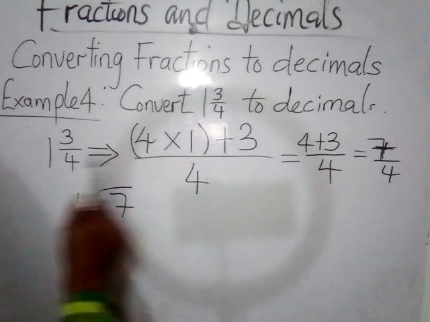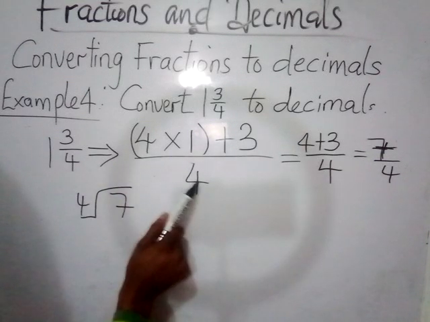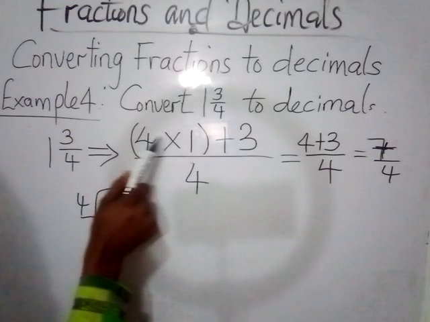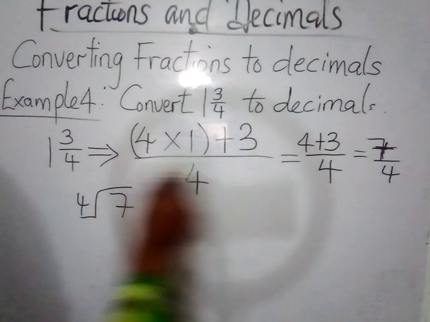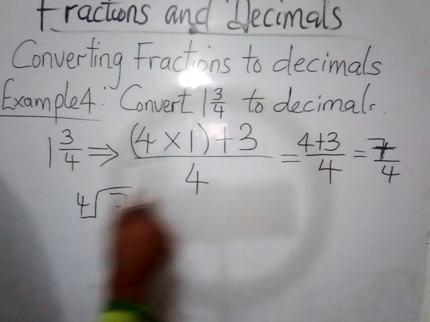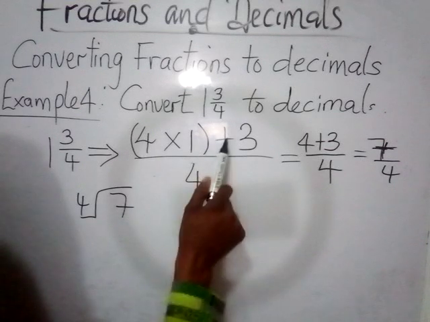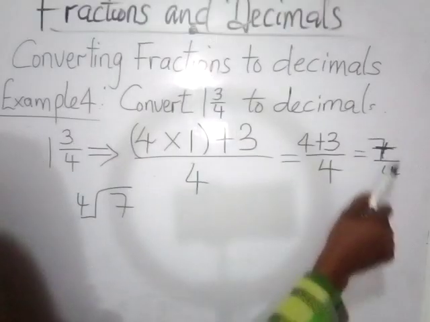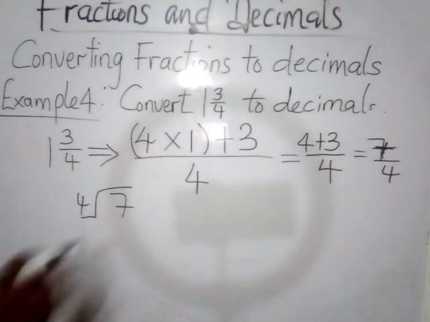But first you need to convert to the improper fraction. You multiply the denominator by the whole number, which is what we did there, 4 times 1, and then the product, the answer you get, add it to the numerator, 3, and you still retain your denominator. So 4 times 1 is 4 plus 3, you still retain your denominator. That gives us 7 over 4. So that's what we are dividing now.